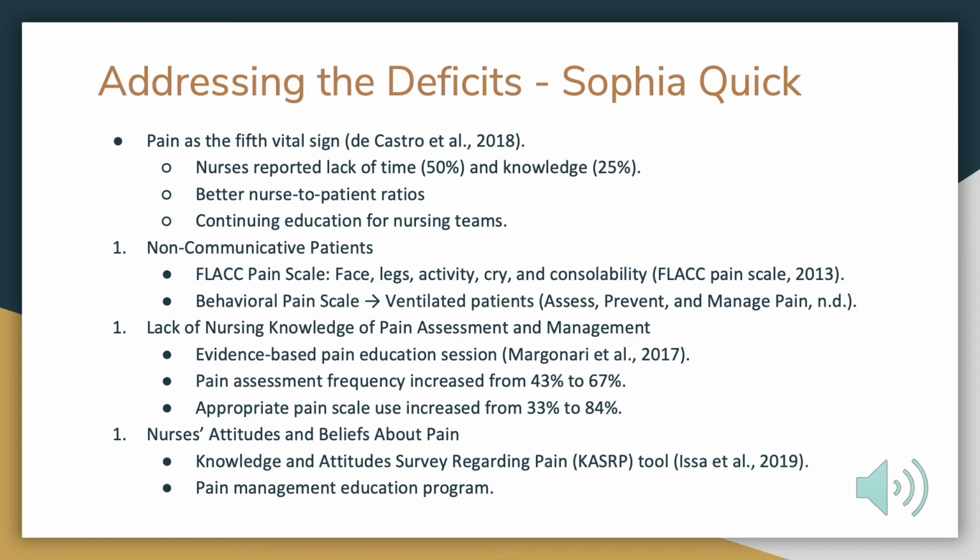Another pain scale that can be used is the behavioral pain scale. This pain scale is better suited for critically ill patients on ventilation. Similar to the FLAC scale, it assesses facial expression and upper limbs. In addition, it assesses the patient's compliance with ventilation, whether they are coughing but tolerating the ventilation, fighting the ventilation, or unable to control the ventilation.